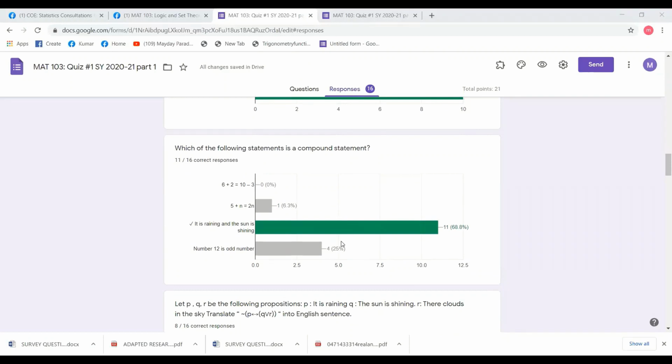Number three, we have: which of the following is a compound statement? Compound statement, compound proposition. All the others are examples of primitive propositions, because they're composed of only one simple statement or one proposition. Only option three has two propositions. Therefore, C is a compound statement.